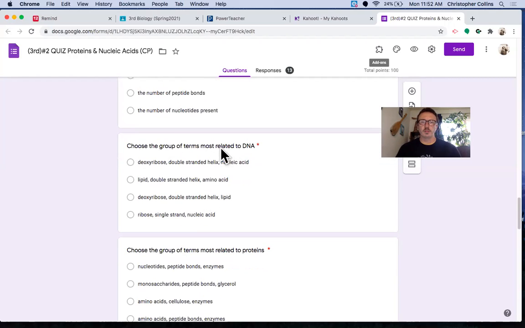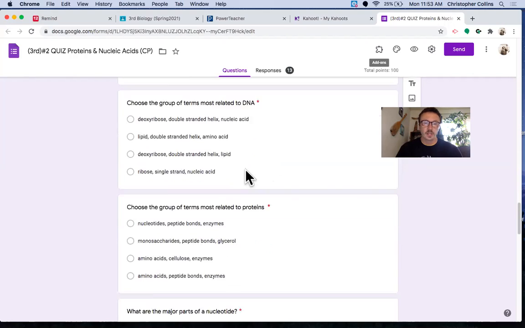Choose the group of terms most related to DNA. Well, let's look. I see deoxyribose here, and I see double-stranded helix, and I see nucleic acid. All three of those things definitely describe DNA. DNA contains deoxyribose. That's what the D stands for. Double-stranded, right? It kind of looks like that twisted ladder. And then nucleic acid is the group of biomolecules that it belongs to.